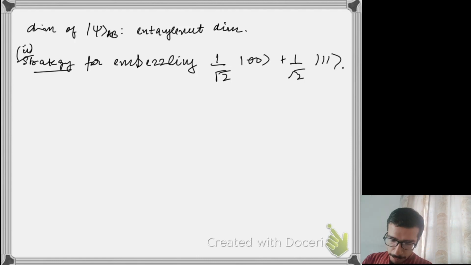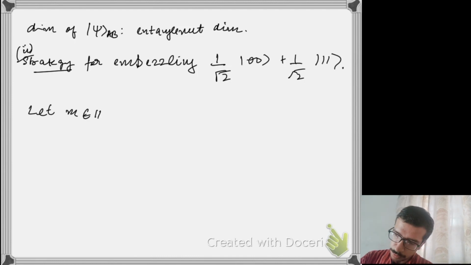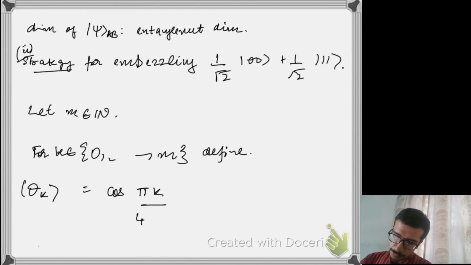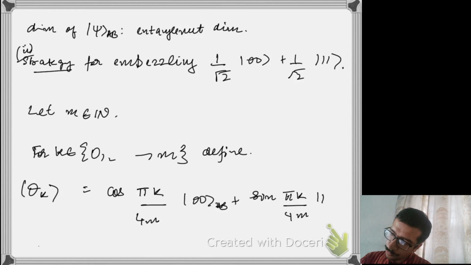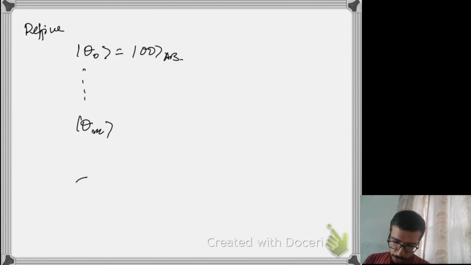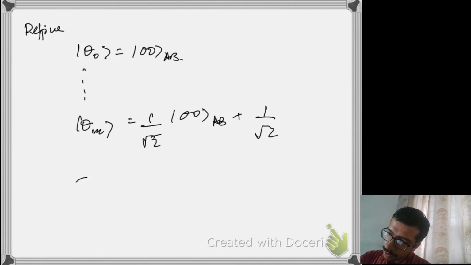Here let m be a natural number, and for k in the set 0 up to m, we define ket theta k to be cos of pi k by 4m ket 00 AB plus sine of pi k by 4m ket 11 AB. So we define theta 0 to be ket 00, and we go up to theta m, which is 1 over root 2 ket 00 AB plus 1 over root 2 ket 11 AB.